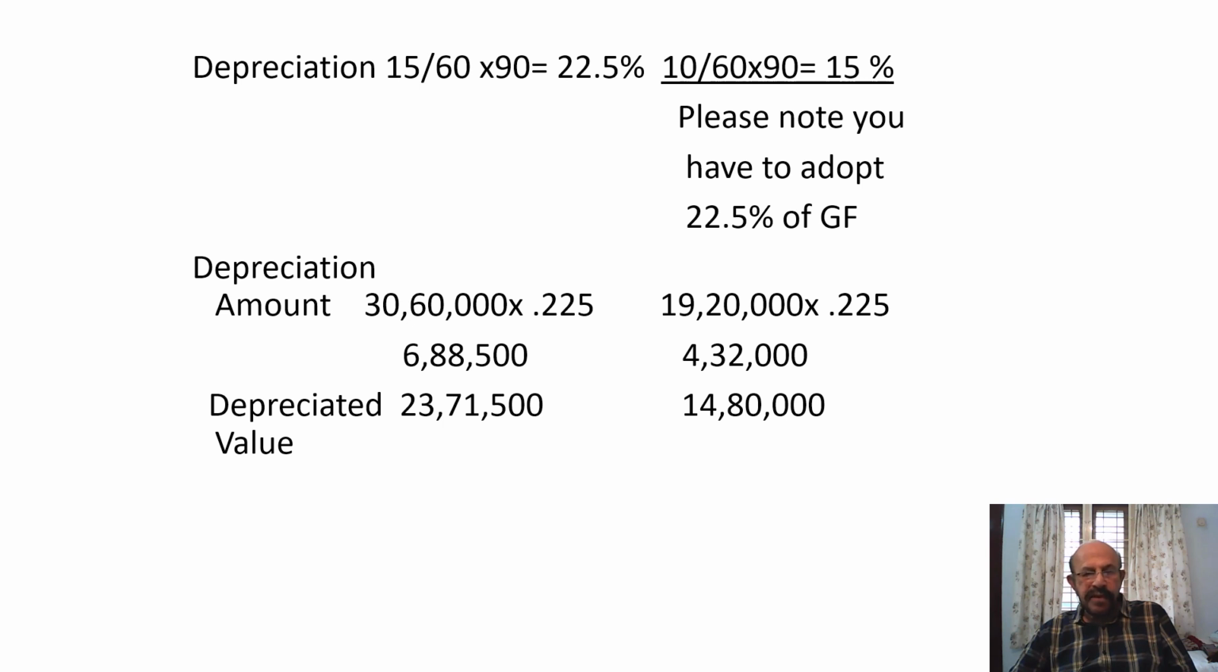So depreciation amount, ground floor 30,60,000 into 0.225 is equal to 6,88,500. First floor 19,20,000 into 0.225 is equal to 4,32,000. Depreciated value, ground floor 23,71,500, first floor 14,88,000.